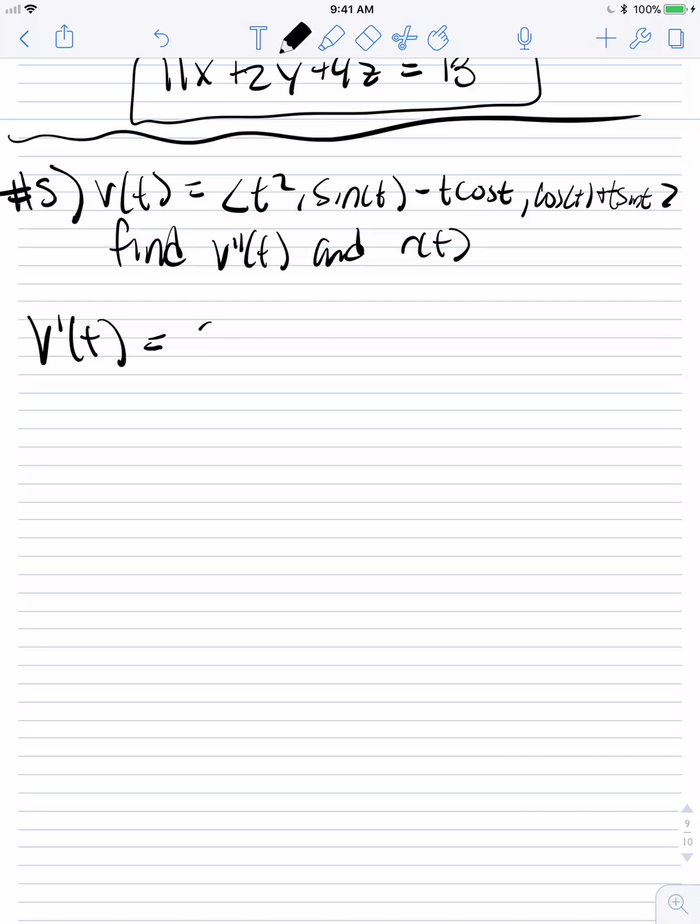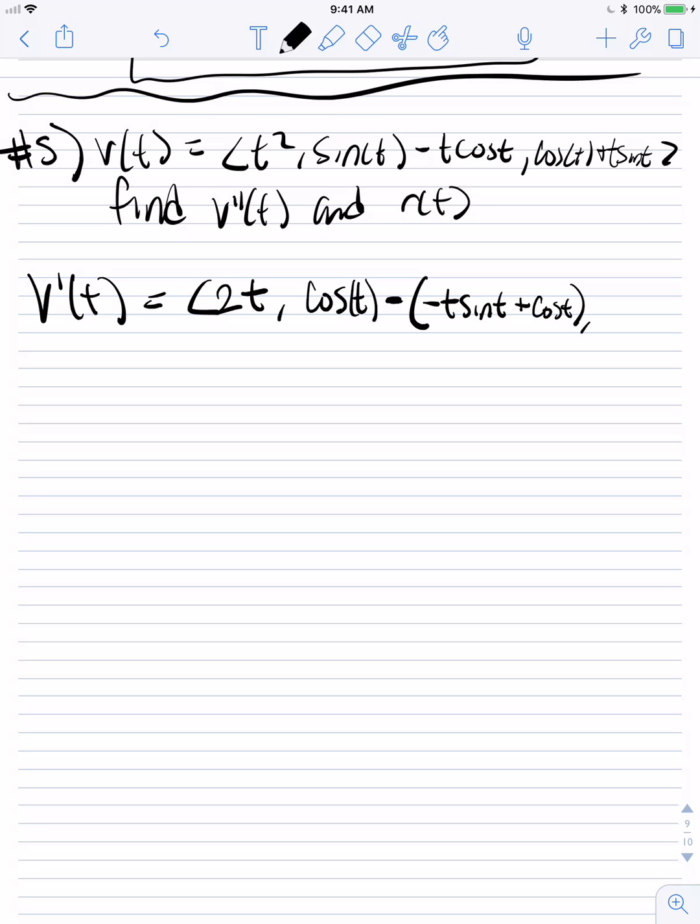So doing that, we would get 2t here. Derivative of sine would be cosine t, and then minus, so I'm going to pull that minus sign out, so 1 times the derivative of the second would be negative t sine t, plus the second times the derivative of the first. Derivative of t is just 1, so plus cosine t. I'm running out of space, so I will put it to the bottom.